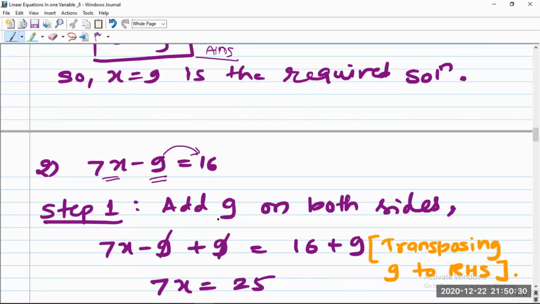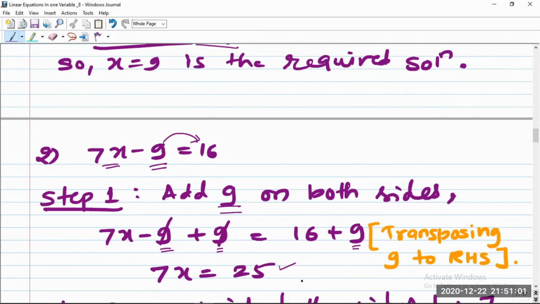So adding 9 on both sides, what it gives us: we have 7x minus 9, add 9 to the left side and add 9 to the right side also. So addition of 9 to the left side will cancel that 9 with this minus 9. So this 9 will get cancelled from the left side. That is, 9 is vanished from the left side and is taken to the right side. So 7x will be left on the left side, and 16 plus 9 will become 25, which will be on the right side. Now 7x equal to 25.